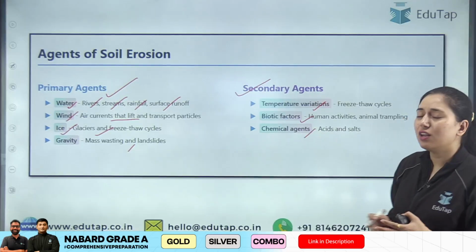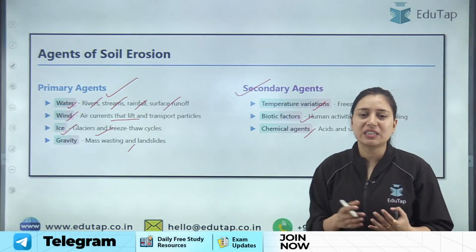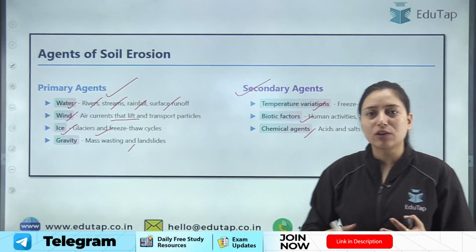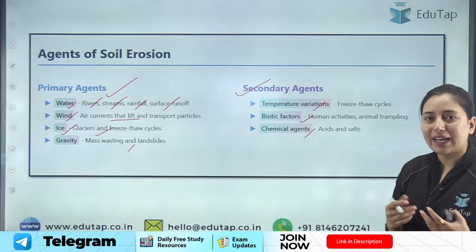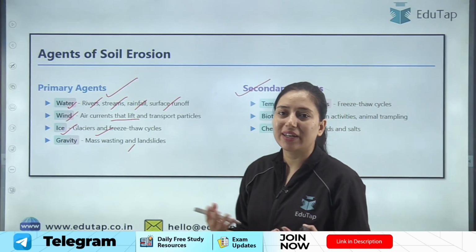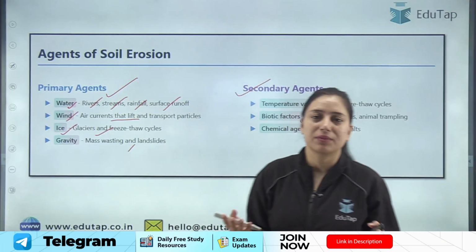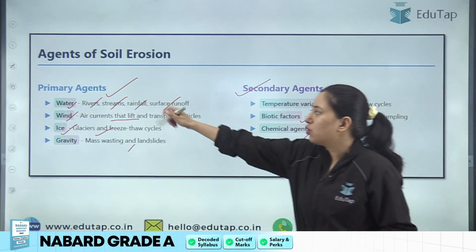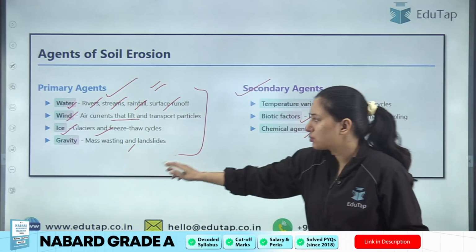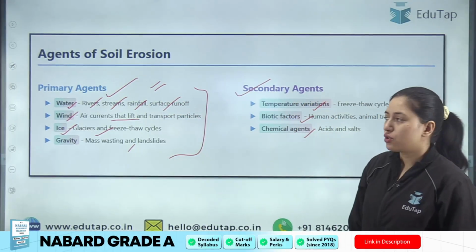Then biotic factors: all the human activities, construction, clearing of forest, will lead to soil erosion again. Then chemical agents: a few chemicals, like acids and salts released by different vegetation, also lead to soil erosion, right? So we have to focus more on primary agents. We have to focus more on the primary agents of soil erosion.